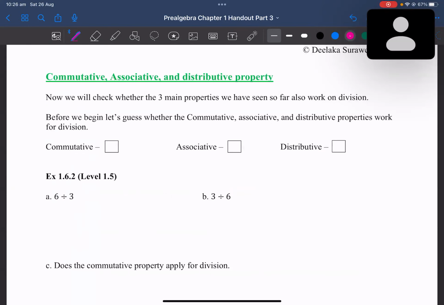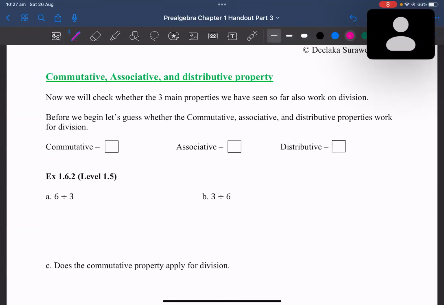So now we're going to check the properties of division to see if commutative, associative, and distributive work. Before we begin, I want you to guess which of these properties work for division. Commutative, associative, and distributive. Just give it a guess. What do you think? Think about it for a bit. Associative. Maybe all three. Associative, commutative, and distributive.